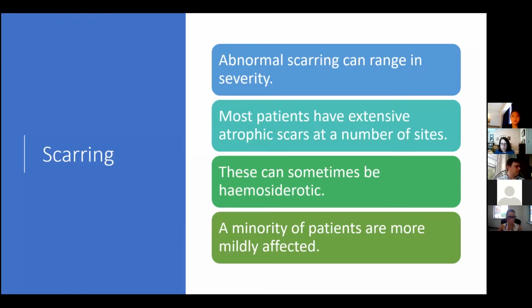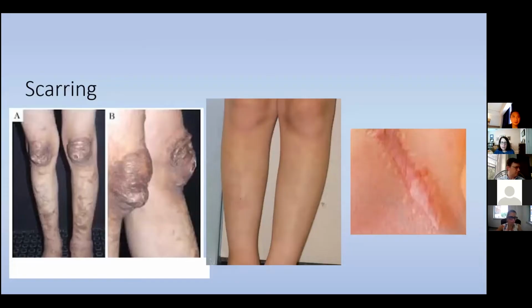But typically, when I'm wondering if a person has the classical type, I just go directly to the shins and look at their shins, because this type of scarring that you see in the photograph that's labeled A here is very, very typical of the classical type of EDS. And you start to see scarring even in youngsters.